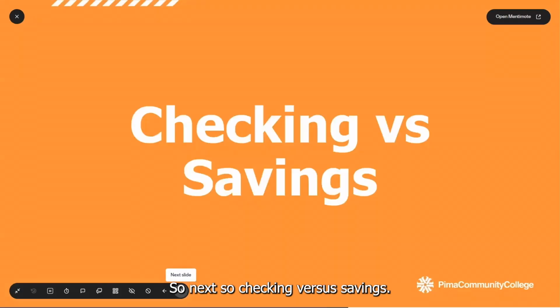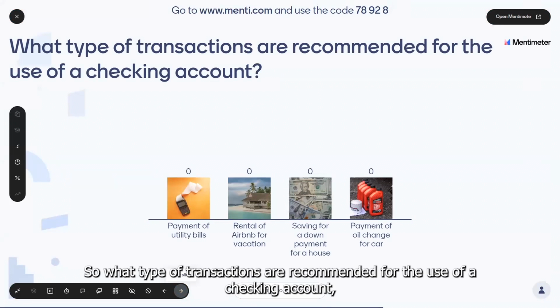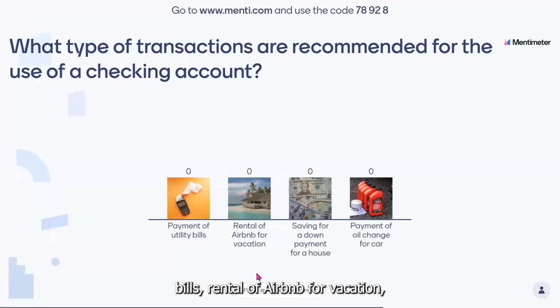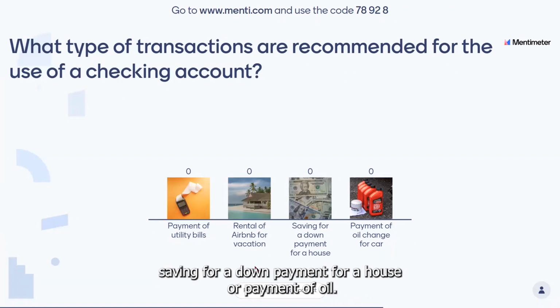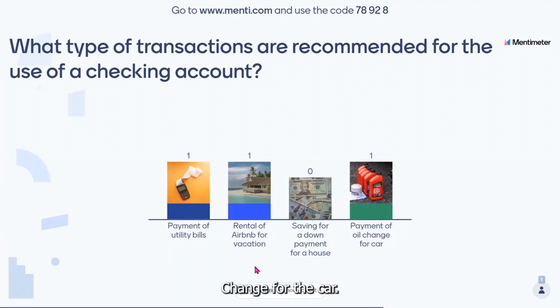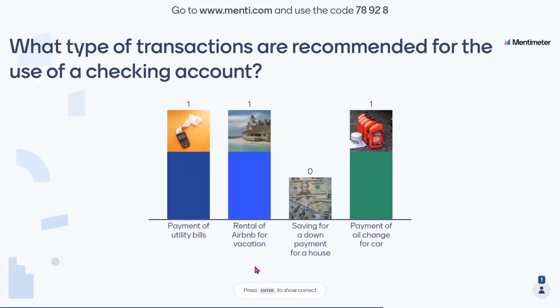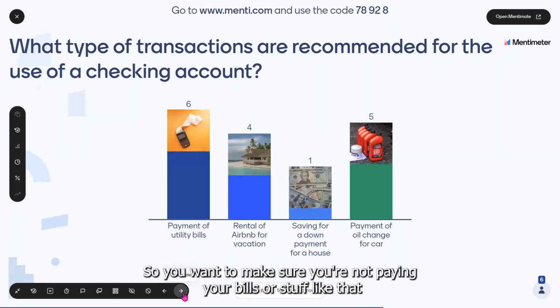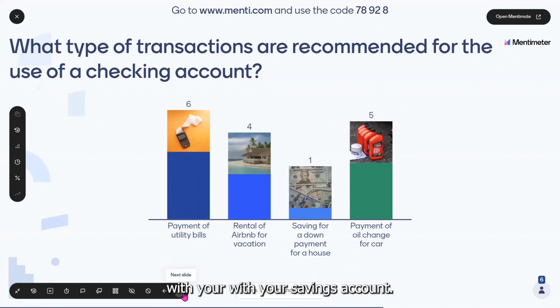All right, so next, checking versus savings. What type of transactions are recommended for the use of a checking account? Payment of utility bills, rental of Airbnb for vacation, saving for a down payment for a house, or payment of oil change for the car. Awesome. Yep. Definitely. As Vanessa had shared, with a savings account there are limited withdrawals. So you want to make sure you're not paying your bills or things like that with your savings account. All right, good job.